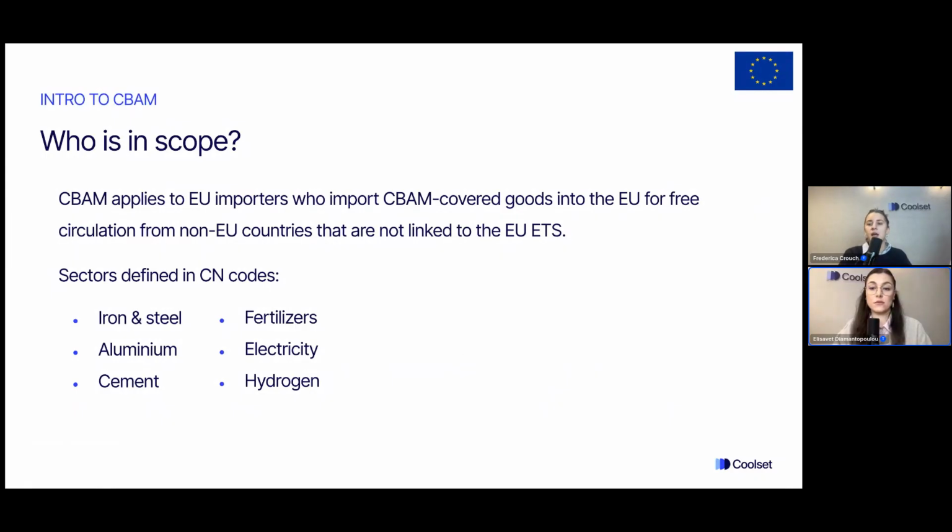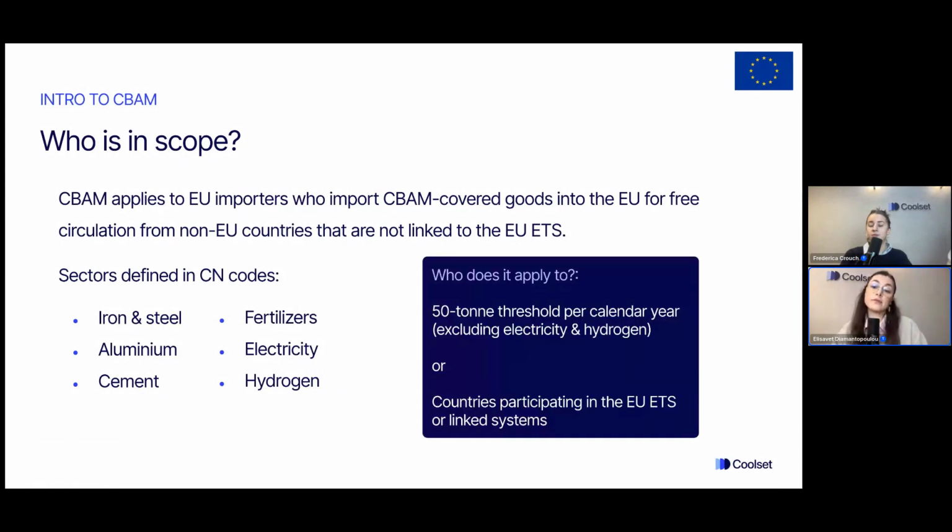And it applies to those importing for free circulation from non-EU countries, but also those that are not linked to the EU ETS. So there's a couple of exclusions. Firstly, it only applies to those importing over 50 tons per calendar year. And this excludes electricity and hydrogen, but for the rest, if your company imports over 50 tons, it applies, and if not, it doesn't. And those countries participating in the EU ETS or linked systems, so that includes, I think, Norway, Iceland, Liechtenstein, they're not in the EU, but they are part of kind of the linked system. CBAM therefore doesn't apply.